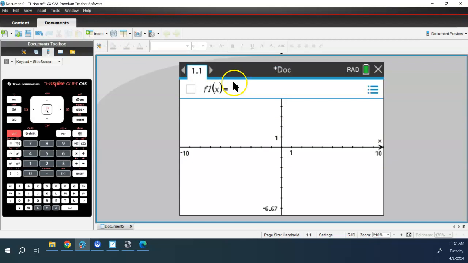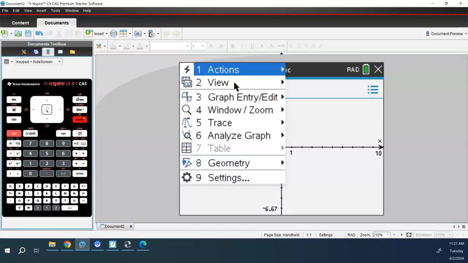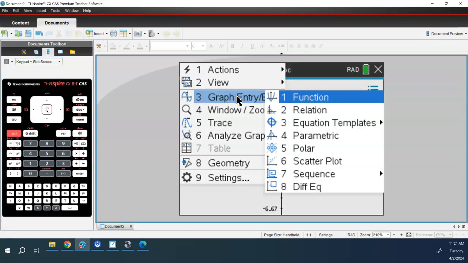Now, the problem with this is that it defaults back to our old school regular single function method. So we need to change that to parametric. And how we go about doing that is we go into menu. Menu, graph. Entry edit. It's number 3. That gives you all the different ways that you can enter things into your graph. And we want to choose which one? Parametric. It's number 4. What we're doing.